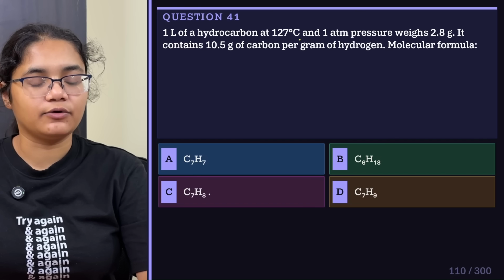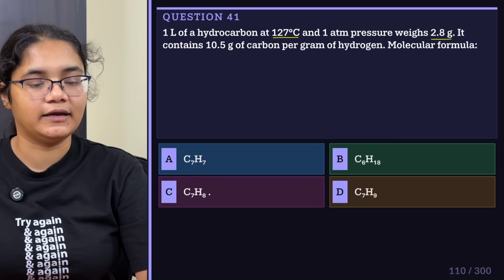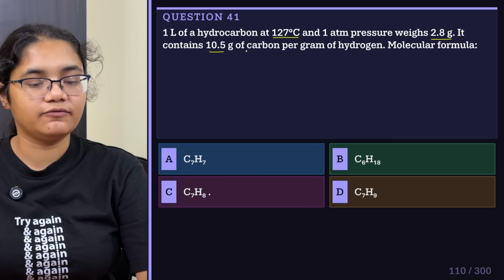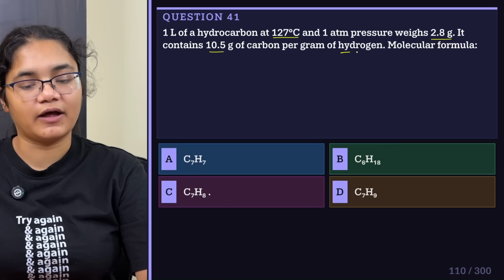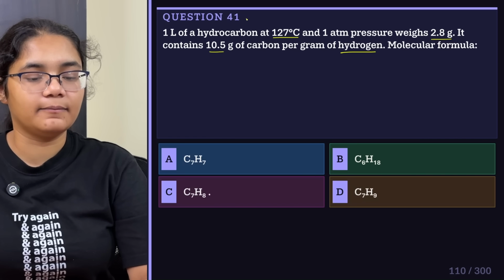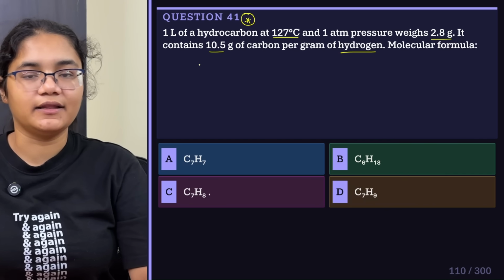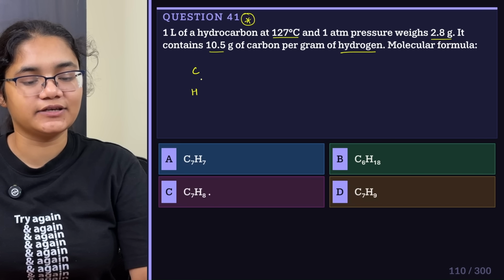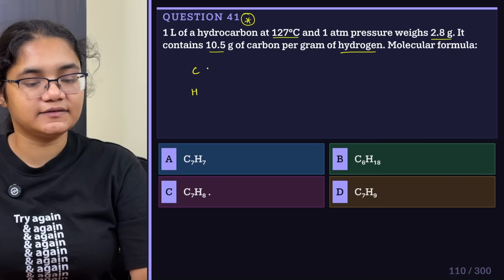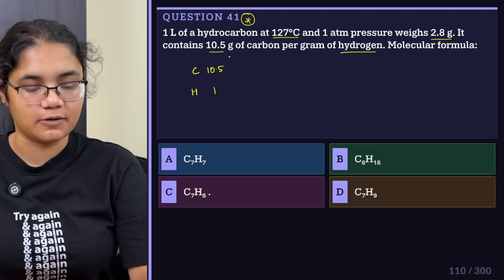Next, 1 liter of hydrocarbon at 127 degrees Celsius and 1 atm pressure weighs 2.8 gram. It contains 10.5 gram of carbon per gram of hydrogen. Then the molecular formula is. Okay, so now this is a bit lengthy question. So first of all, understand what we have to do. We have to find the empirical formula. C and H have been given. C is 10.5 gram and H is 1 gram, right? That is the relation between carbon and hydrogen.